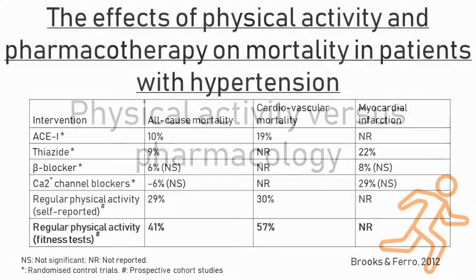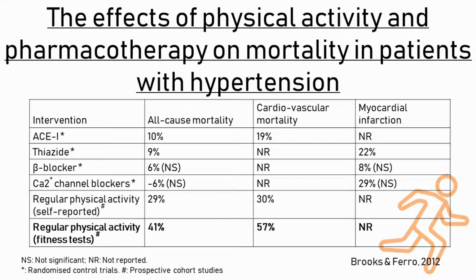This table demonstrates that many commonly prescribed hypertension medications have only a small relationship with all-cause or cardiovascular mortality. Regular physical activity, on the other hand, confers a much greater relative risk reduction and is superior to pharmacotherapy in the prevention of death and disease.